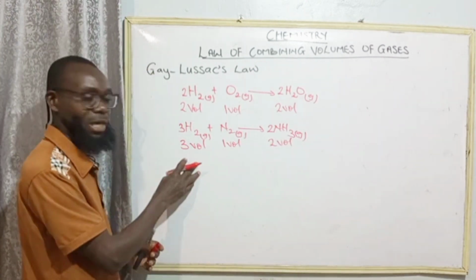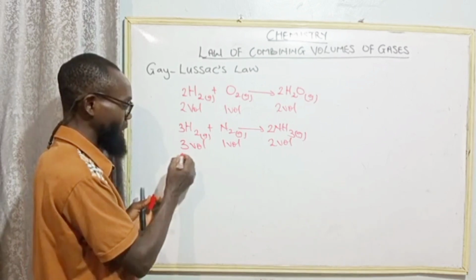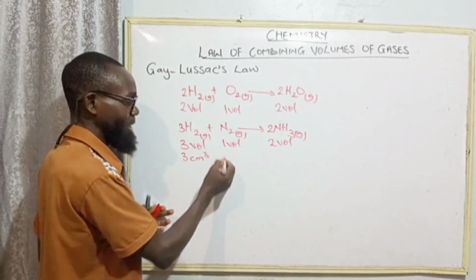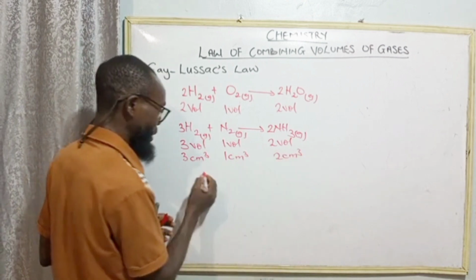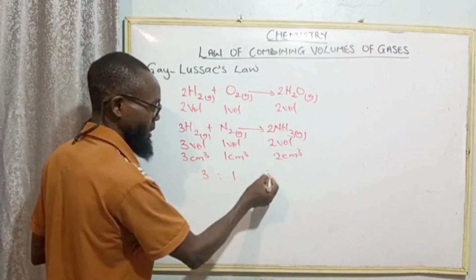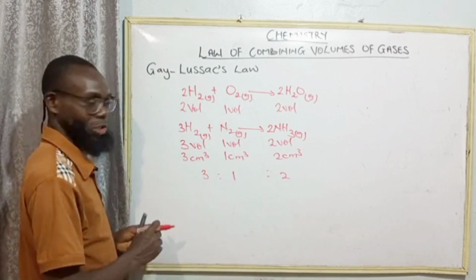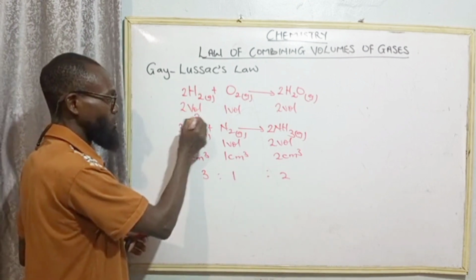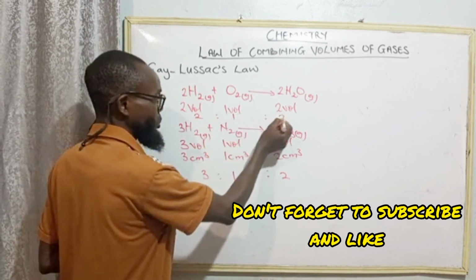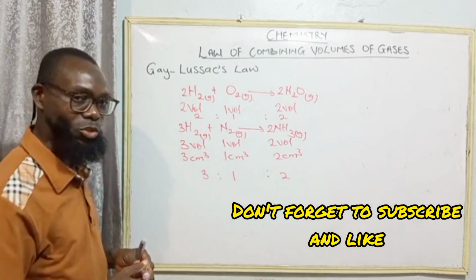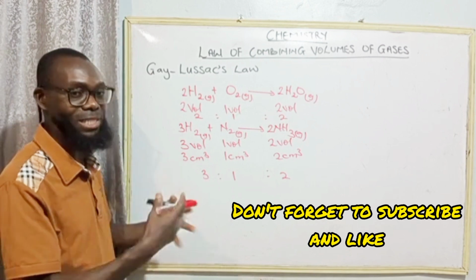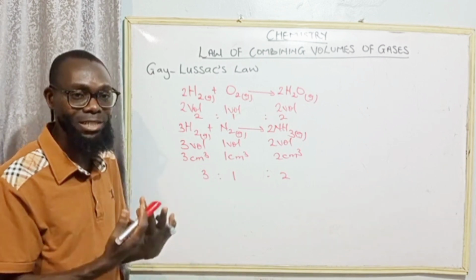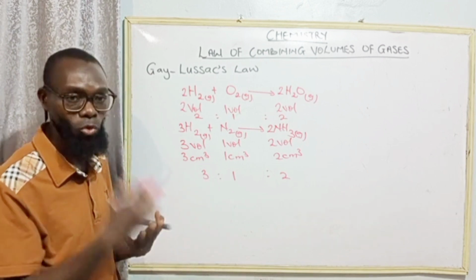Don't forget the volume here. If I want to put it in, it's going to be 3 centimeter cube reacting with 1 centimeter cube to give 2 centimeter cube. So 3:1, ratio 2. These are simple ratios. Likewise here, 2:1 and ratio 2. These are simple ratios. So this is what Gay-Lussac is talking about. These gases are reacting, but they are reacting in a simple ratio.